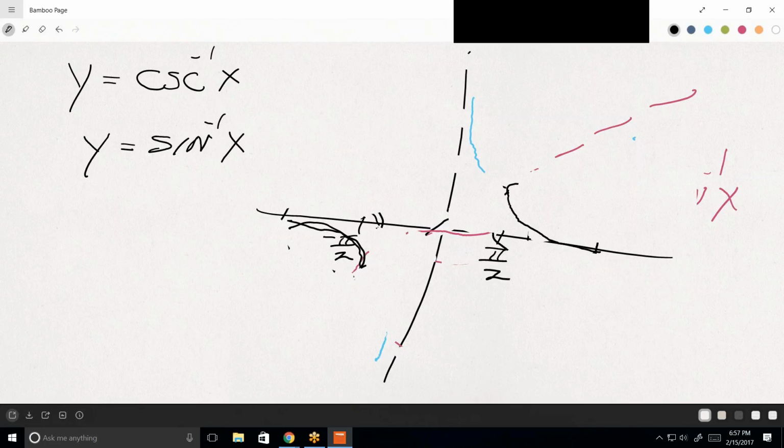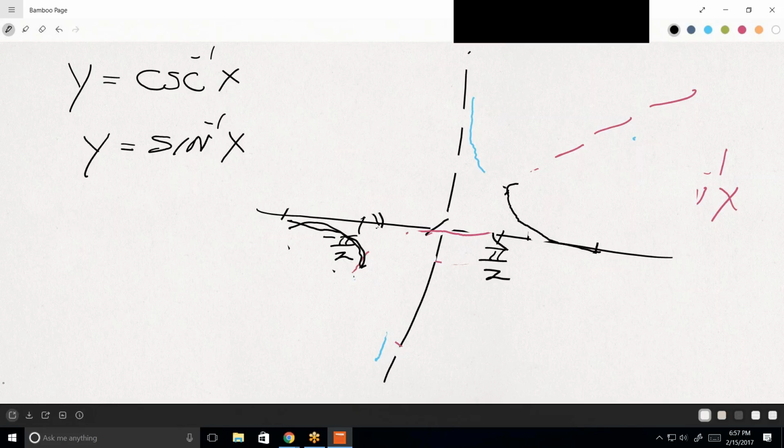But what's the mathematical significance of the inverse graph relative to the original? Reflection over the line y equals x. All inverses are, including calculus. The difference between differential calculus and integral calculus is that one is just the inverse of the other, and all inverses are reflections over y equals x.